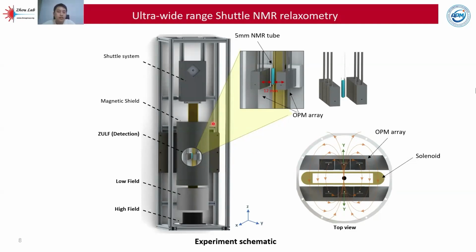And there is a penetrating flat solenoid providing the magnetic field for polarization. Finally, we can detect the FID signal of the samples in the zero to ultra-low field region. In addition, an OPM array is designed for differential detection, which is used to improve the performance of the device.